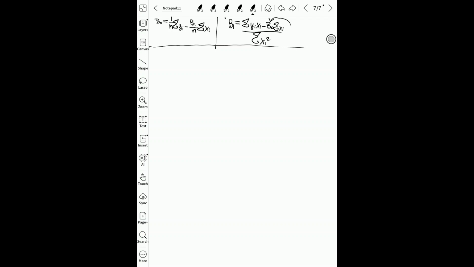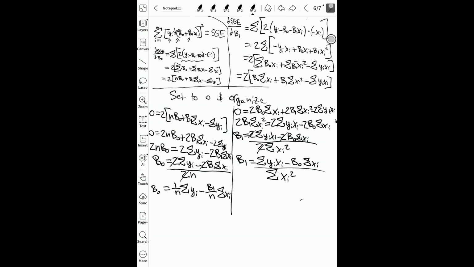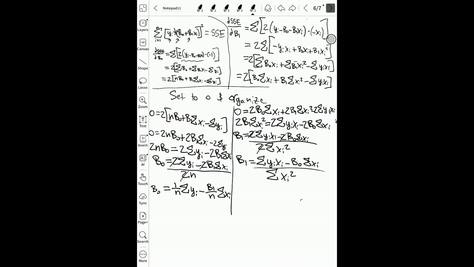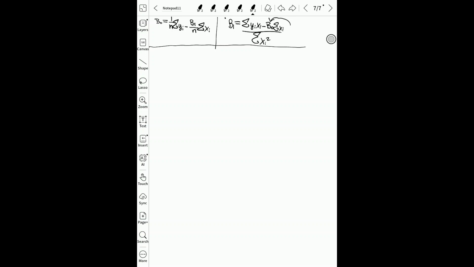So I'm going to go to the next page where I've already moved this stuff over, so we can see that we've got beta naught equal to 1 over n sum of yi minus beta 1 over n sum of xi, and we've got our beta 1 just as we derived it on the previous slide. Everything looks good there. So what we're going to do, as I just said, is take beta naught and sub it into the equation for beta 1. Let's go ahead and get started.